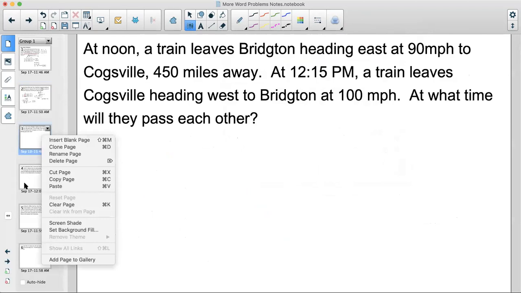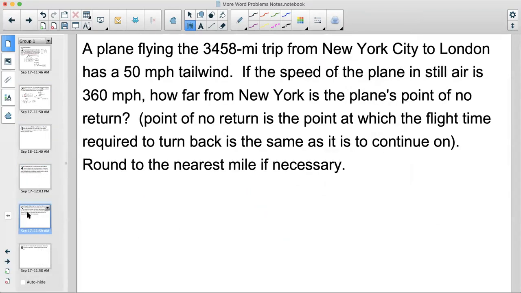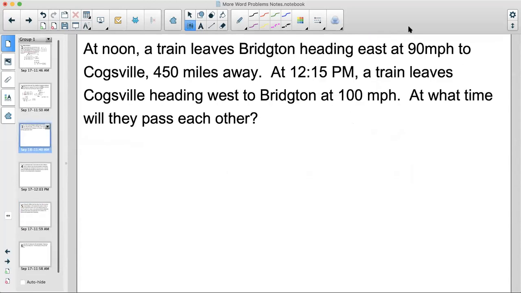Let's see what else we've got here. This one, and this one, this one. This one's pretty tricky, the old point of no return problem. So I'm going to break this video here and I'll do the next one in the next video.